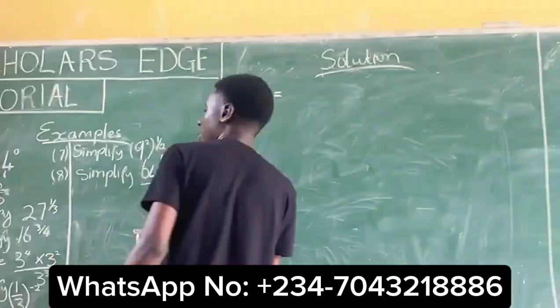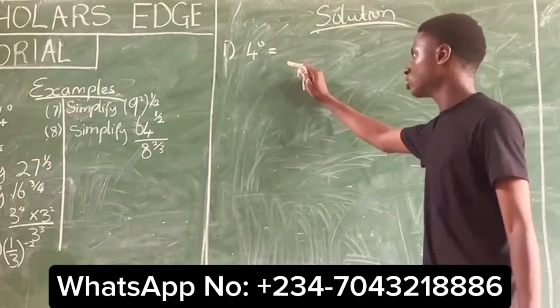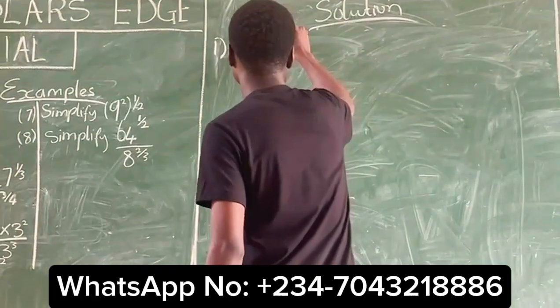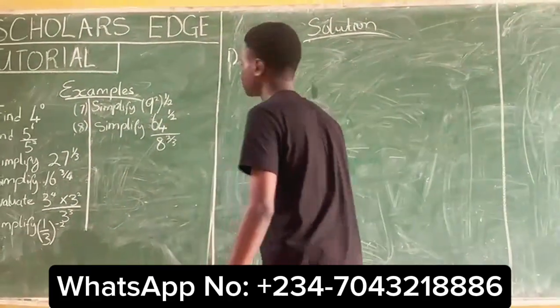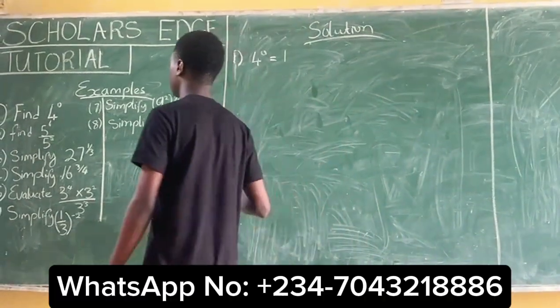Number 1 says anything raised to the power of 0 equals 1. So automatically our answer here is 1. So this is our answer. Anything to the power of 0 equals 1.